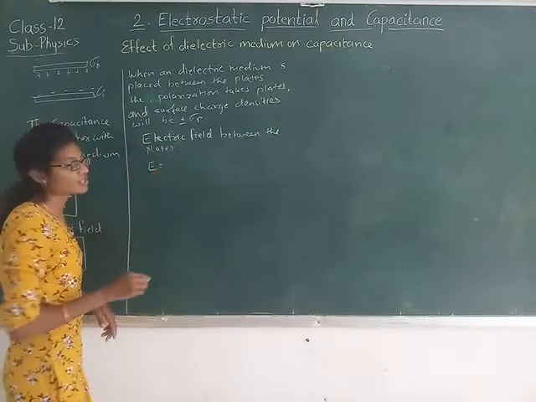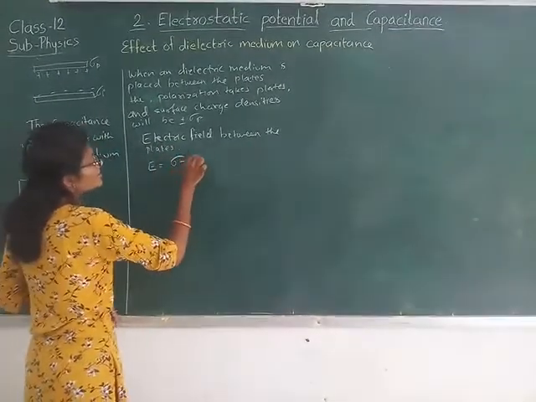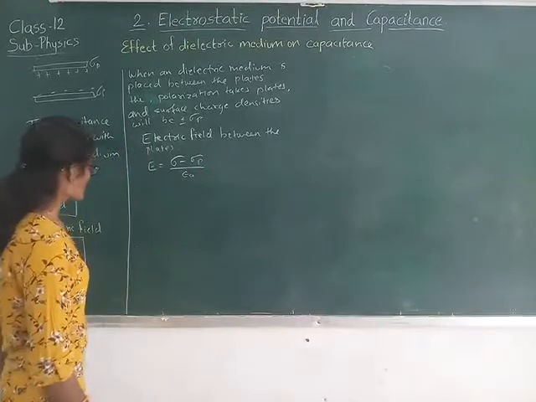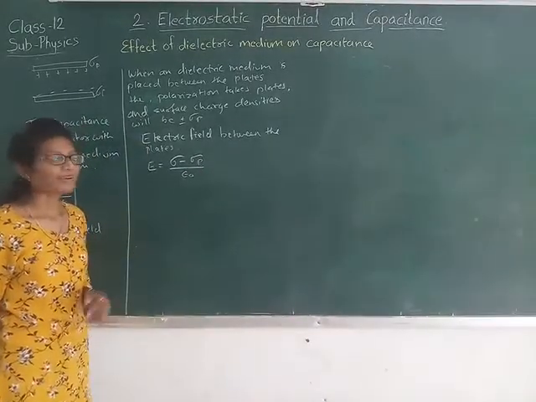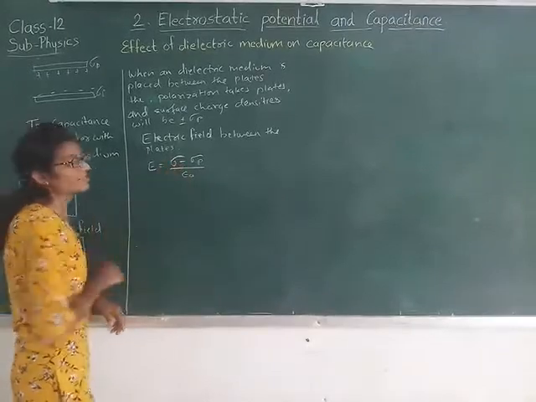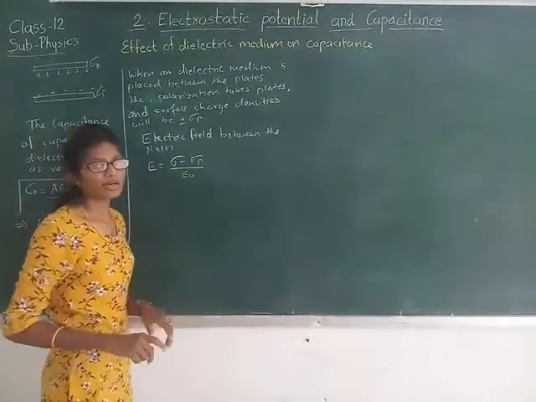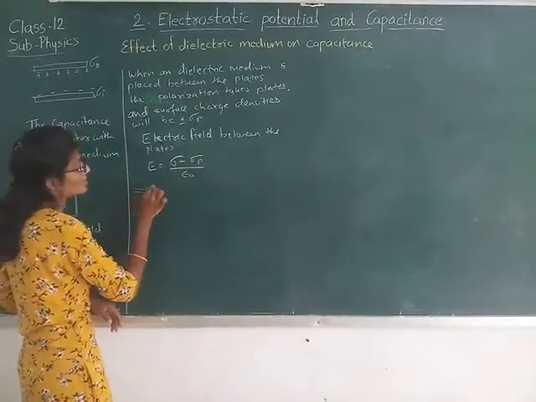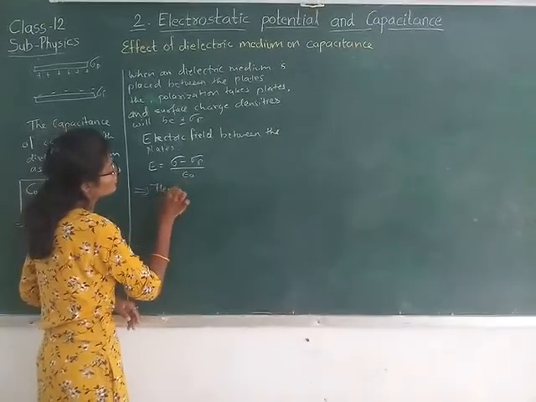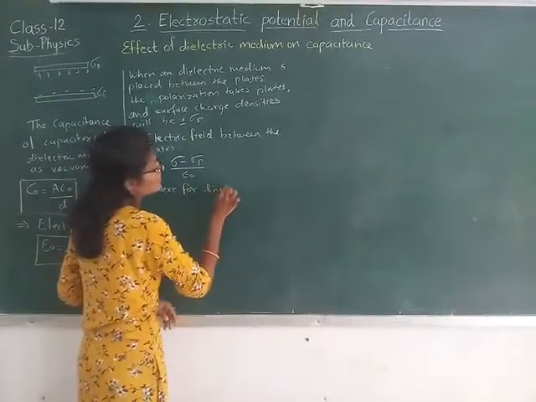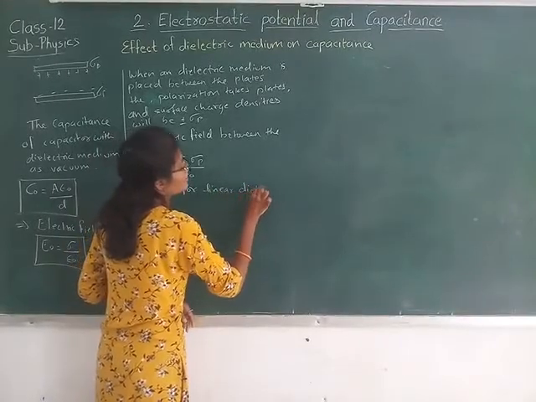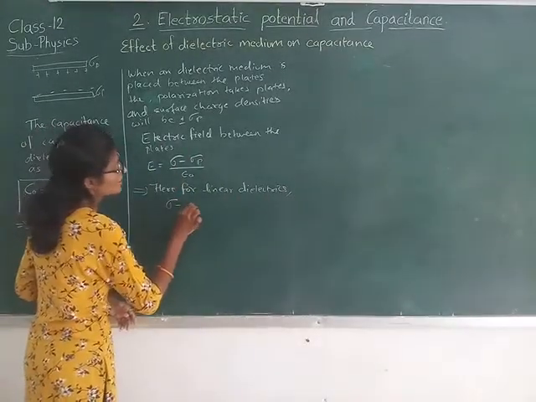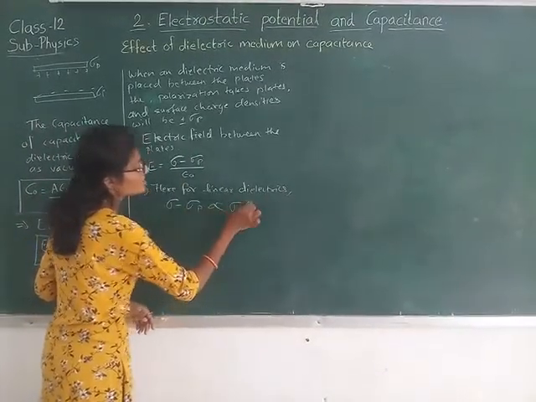It will be E equals sigma minus sigma p upon epsilon 0, right? We are taking the general equation of the electric field due to the plane sheet. But here the surface charge density will be sigma minus sigma p, right? We can write this sigma minus sigma p proportional to sigma, for linear dielectrics.